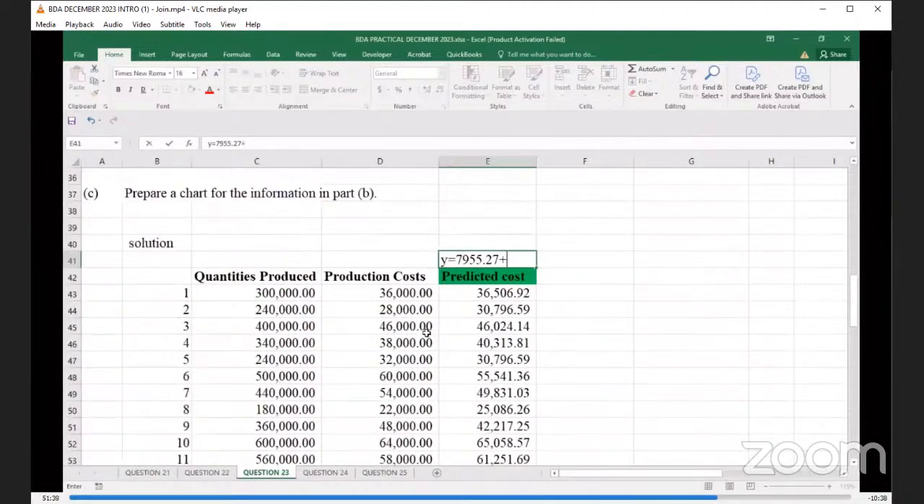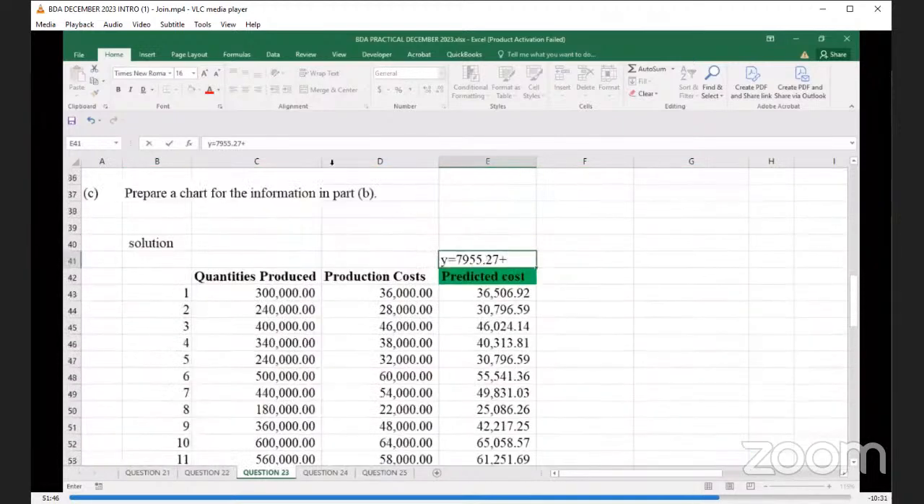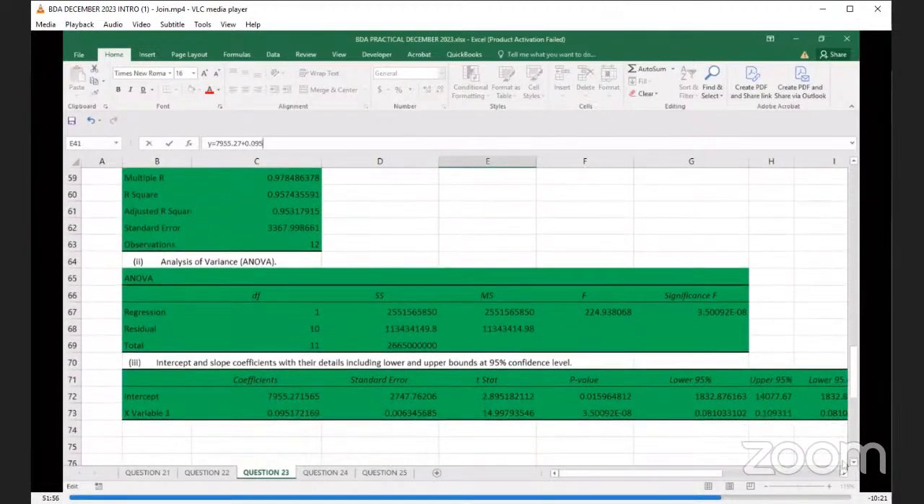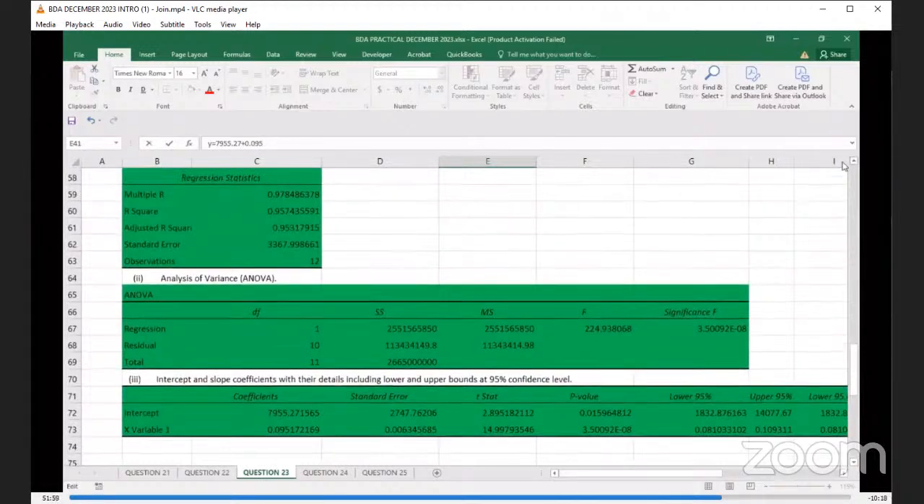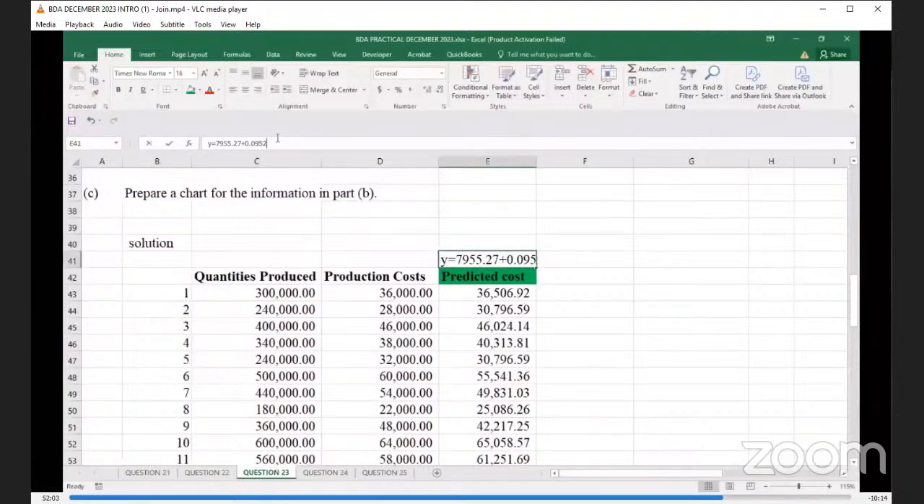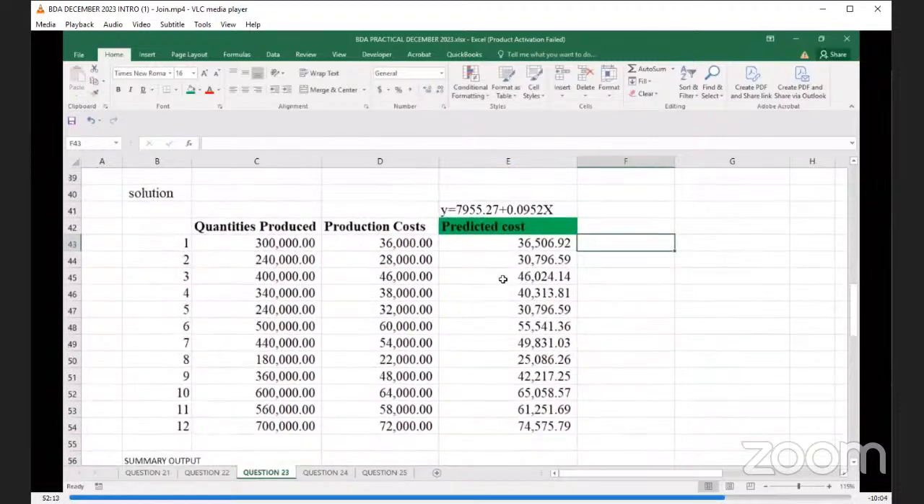plus b, which is 0.0952. So this is my equation, and remember, this is x. That is how we determine that value, using the equation to determine the value.